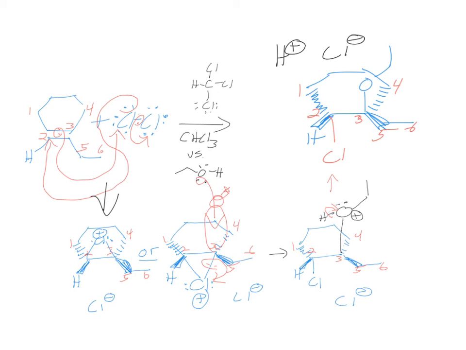Nope. The major organic product. That's what Sapling's been asking for, the major organic product, because organic means carbon. So this is the major organic product. This is a byproduct.